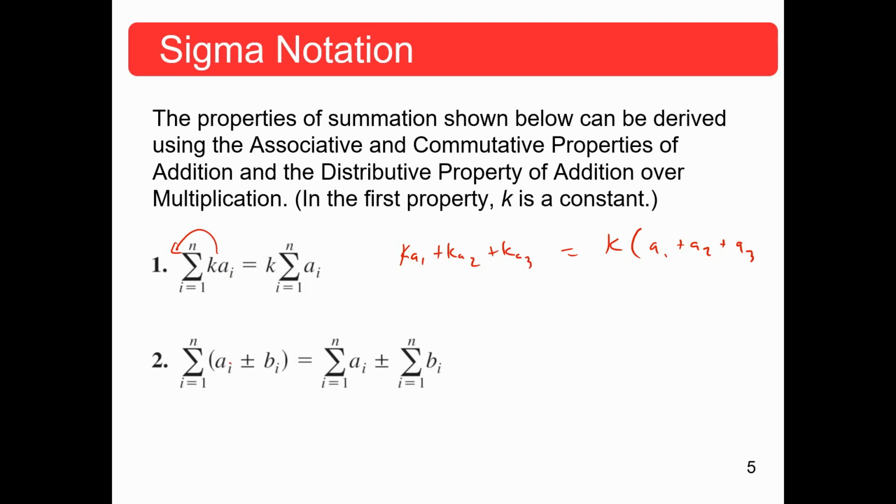Now this one is the sum or difference rule. Because we're talking about sums, we can easily break these up. Instead of having to do both of them together, we could do them as two separate summations, either plus or minus, depending on whether this is plus or minus.